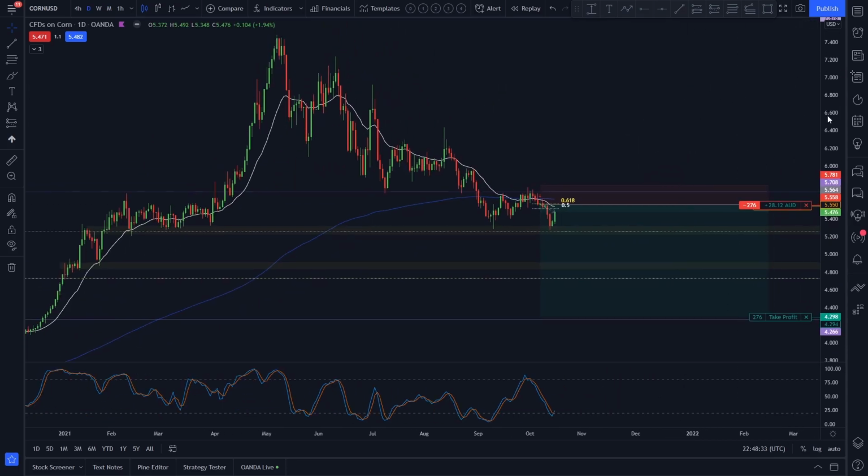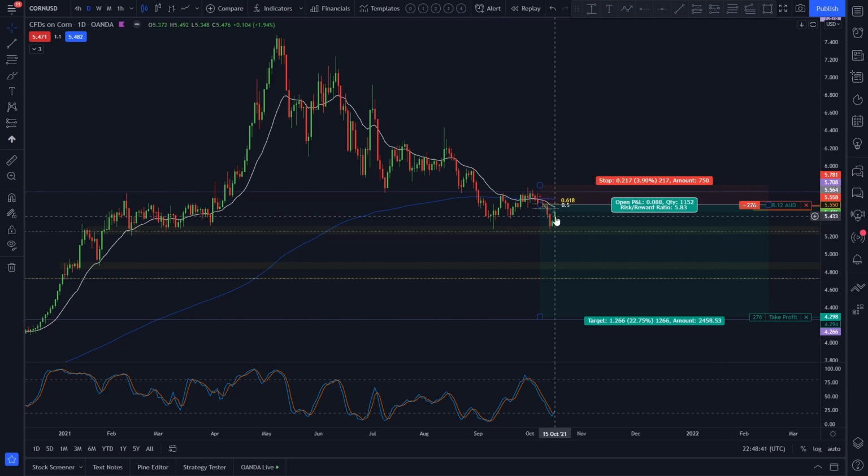Alright guys, that's it. That's all I have at the moment for this trade. Let's fast forward and see whether this trade has come back up to take me out for a small profit, or if it wants to go down lower.